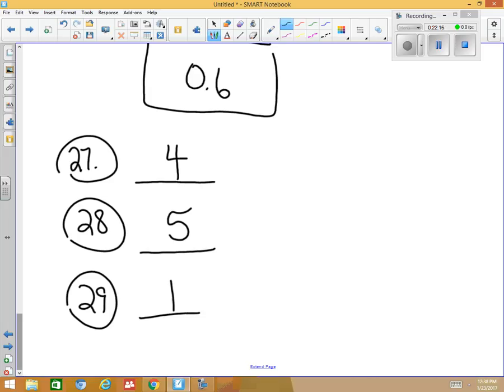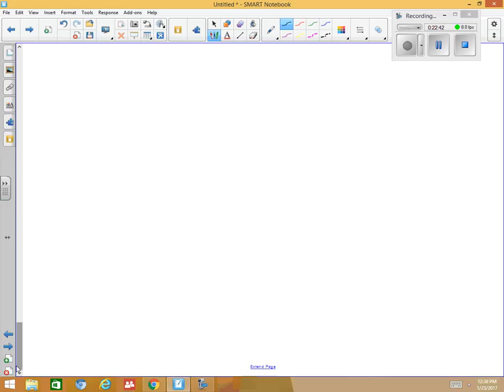Let's go on to 31 and 32. These are a little bit harder. This is something called expanded form. Look in your directions. In your directions, I want you to circle expanded form. You can write 15.2 in expanded form. Expanded form means I'm going to take these numbers and I'm going to make them bigger. I'm going to show you what it looks like.